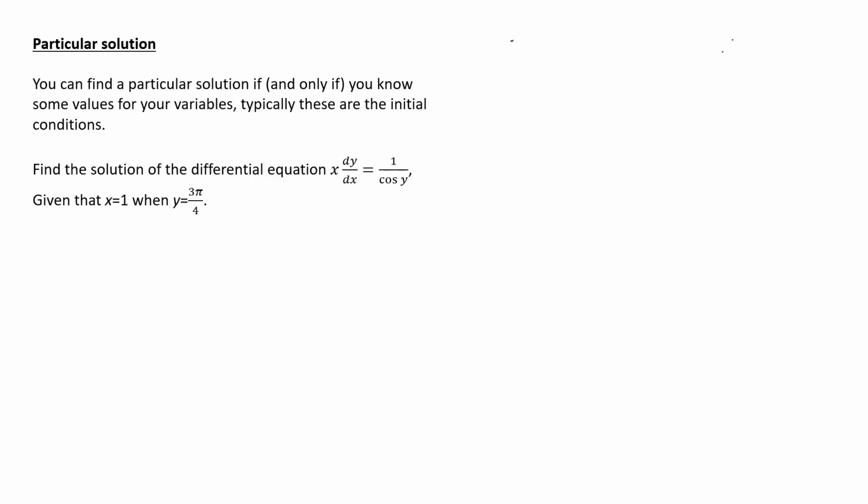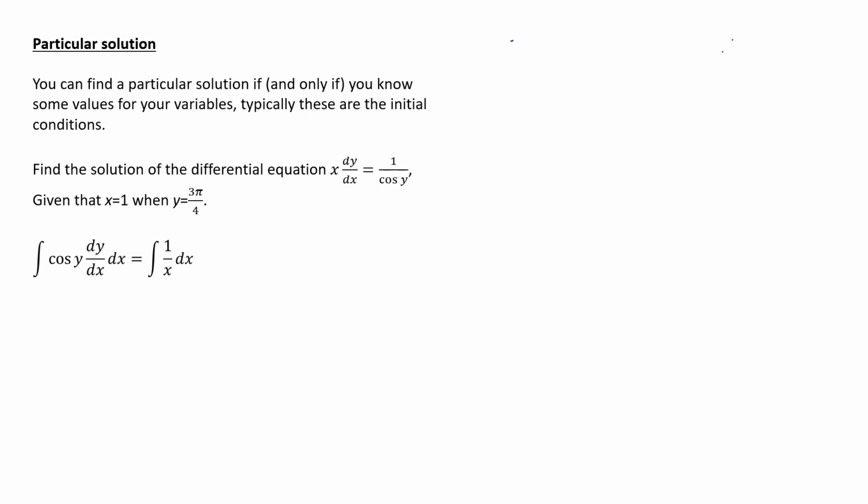Particular solution, this is where you have got initial conditions or a set of conditions that link your variables, and you can actually evaluate the constant. So it's just a step further. So if I give you this particular differential equation, dy by dx equals 1 over cos y, and of course that 1 over cos could be written in a different format as sec y, and I gave you that x equals 1 when y equals 3 pi by 4.